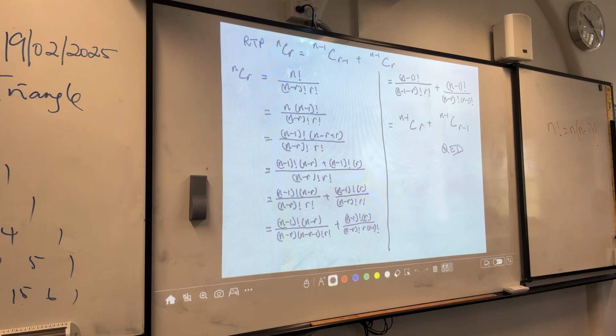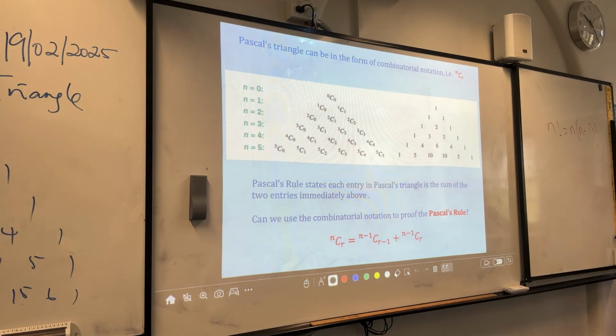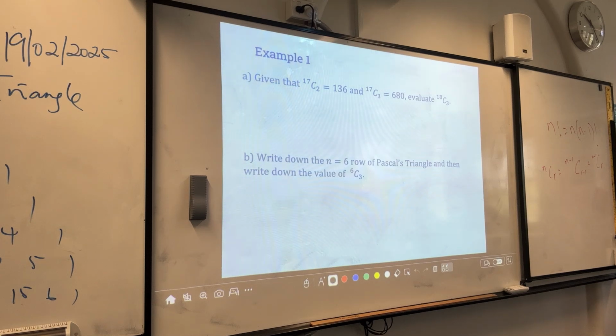Alright, now, let's go have a look at example 1. I mean, you'll be able to work out example 1 pretty straightforward, because we were just going to use this, the Pascal's rule. nCr equals n minus 1 C r minus 1 plus n minus 1 C r. Pretty straightforward. Alright. So it's just basically 136 plus 680 will give you that.